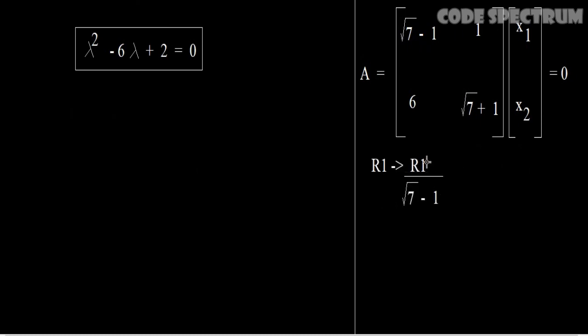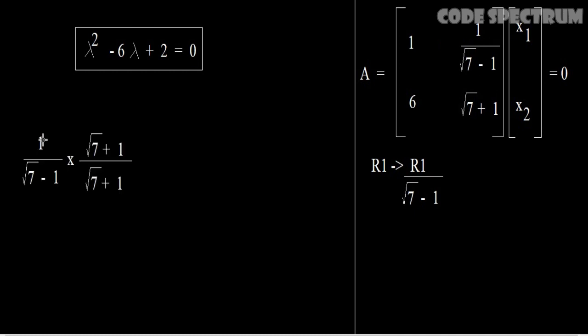You need to change the row 1, which is the left side of the arrow, and you need to write the row 1 and divide it with root 7 minus 1. Now the second term, you need to rationalize it by doing like this. You need to take 1 by root 7 minus 1 and multiply with root 7 plus 1 and also divide it by root 7 plus 1. This would give you root 7 plus 1 divided by 6. So you may replace root 7 plus 1 divided by 6 in this place.